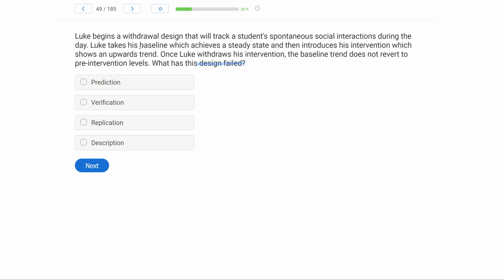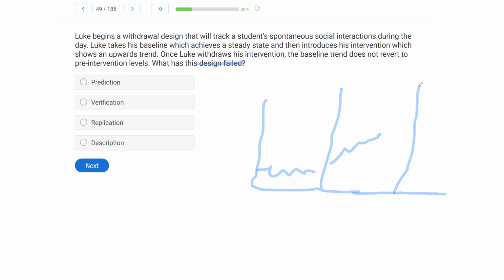Well, what do they mean? We know Luke begins a withdrawal design that is tracking a student's spontaneous interactions during the day. So Luke takes his baseline. Let's just say this is Luke's steady state baseline. And then he goes to intervention, which shows an upward trend. And then he withdraws intervention, but we're not back to pre-intervention levels. We're still here. So what has this design failed? We have baseline, we have intervention, and we have baseline 2. Should be ABAB, but you get the idea. So what has this design failed?